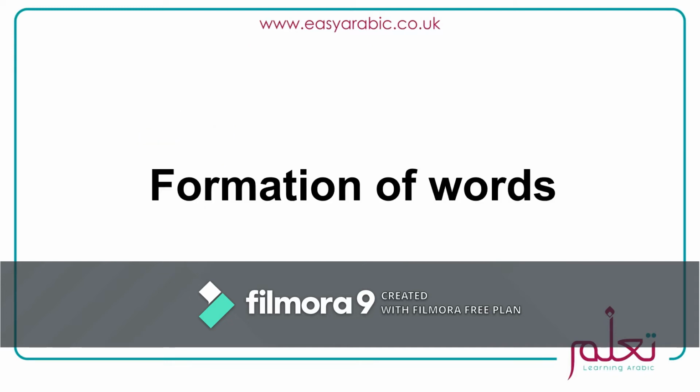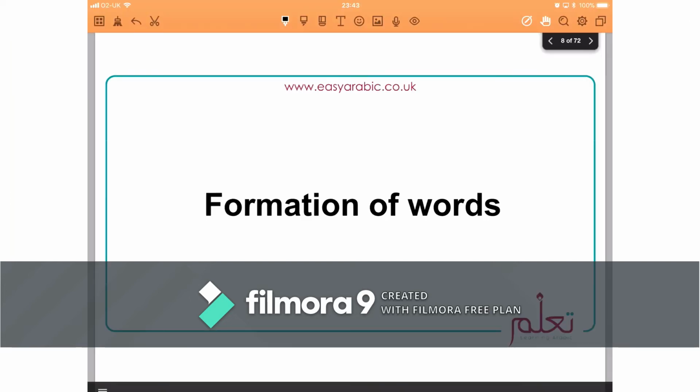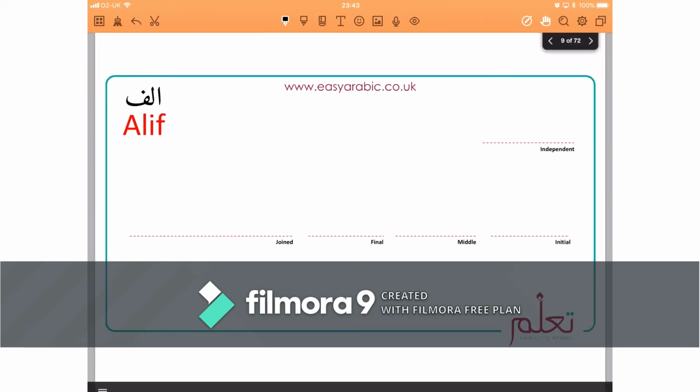Now we're going to go through the formation of the words. I'll show you how to write each letter. Some of them are quite tricky to write. I'll show you how it looks in the beginning, in the middle, at the end, and also in joined up form. Then we'll also do a few examples of each letter. So here we go. The first letter we're going to look at is the letter alif.